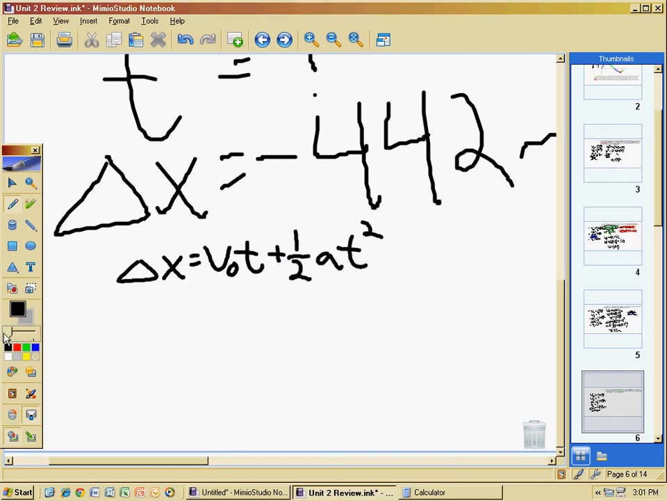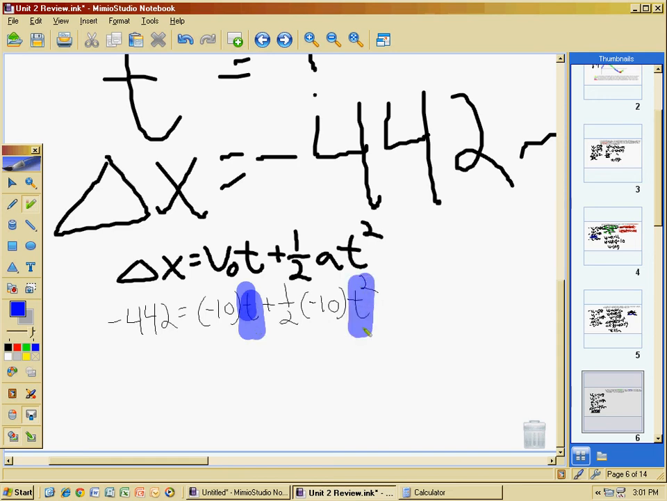All right, now there's a problem with this. We can plug in what we know. Negative 442 equals negative 10 t plus 1/2 negative 10 t squared. The problem is we have a t and we have a t squared. So how you would have to actually make this work is subtract over this 442 and set this whole equation equal to 0. So 0 equals negative 10t plus 1/2 negative 10t squared minus 442.